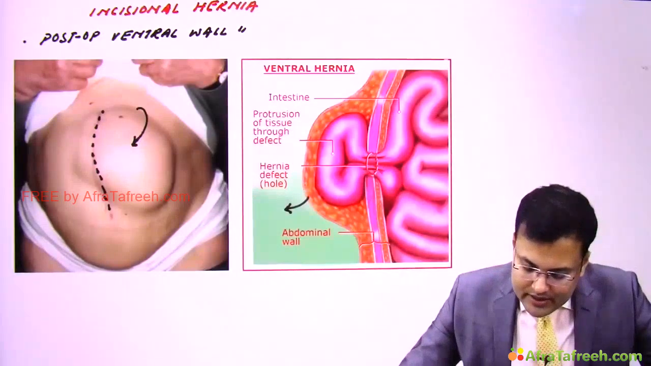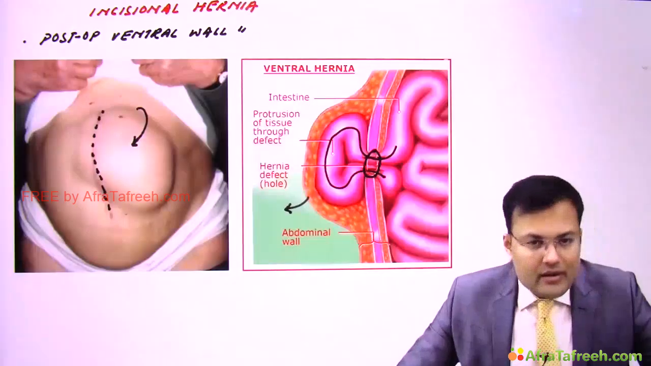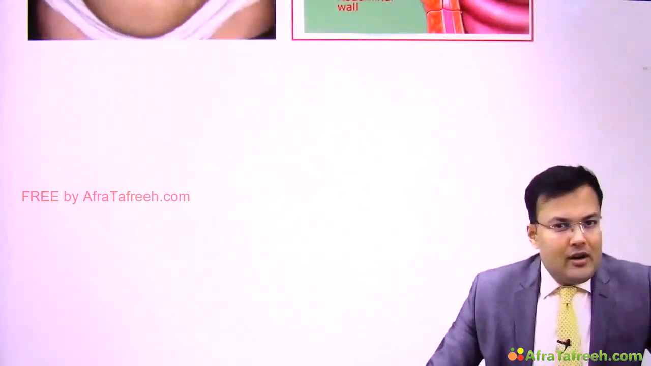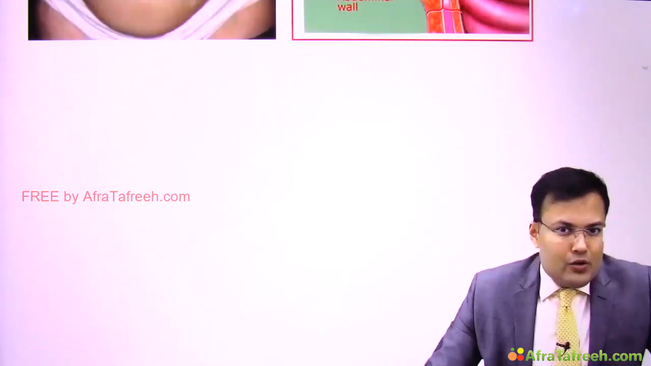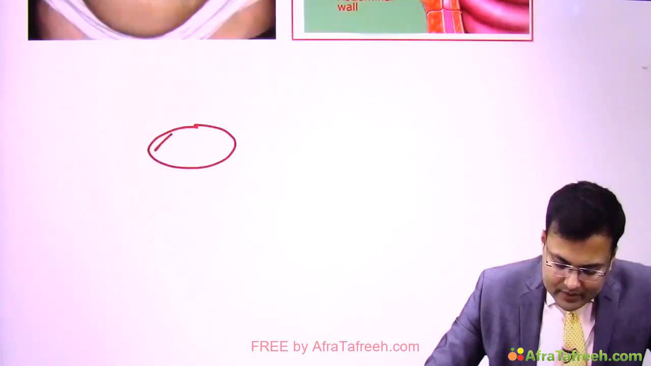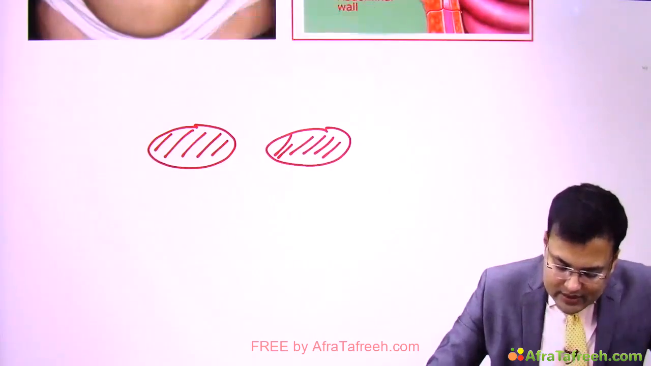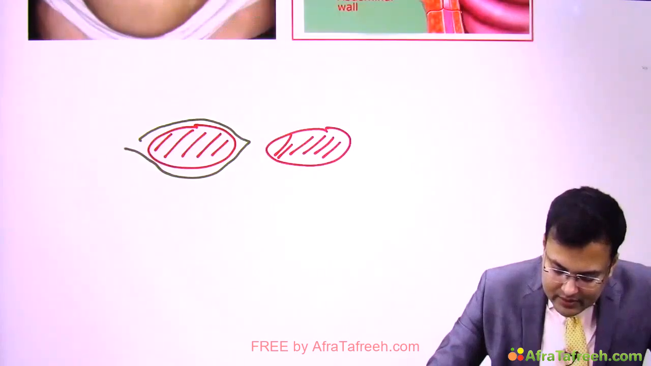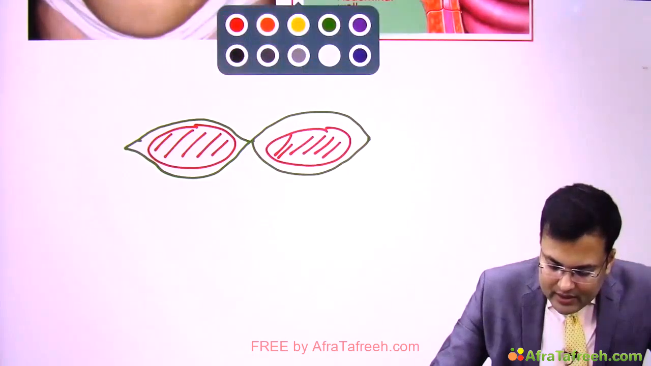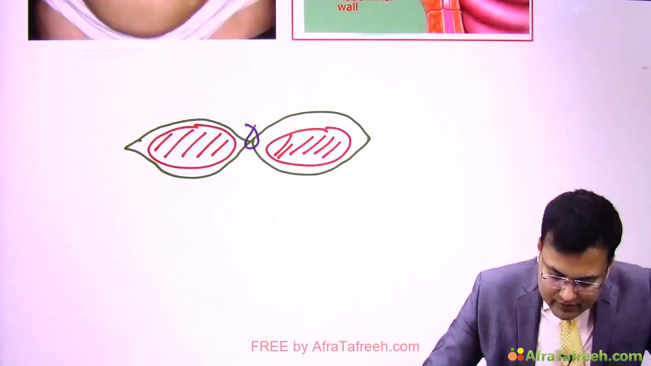What is the problem? Here you can see that this is the hernia defect, and via this defect there is herniation of the bowel. How does it occur? Whenever we perform a laparotomy, we close the abdominal wall usually in 3 layers. How do we close? See, this is the rectus muscle. Around the rectus muscle there is the rectus sheath. We have to close the rectus sheath, generally with proline.